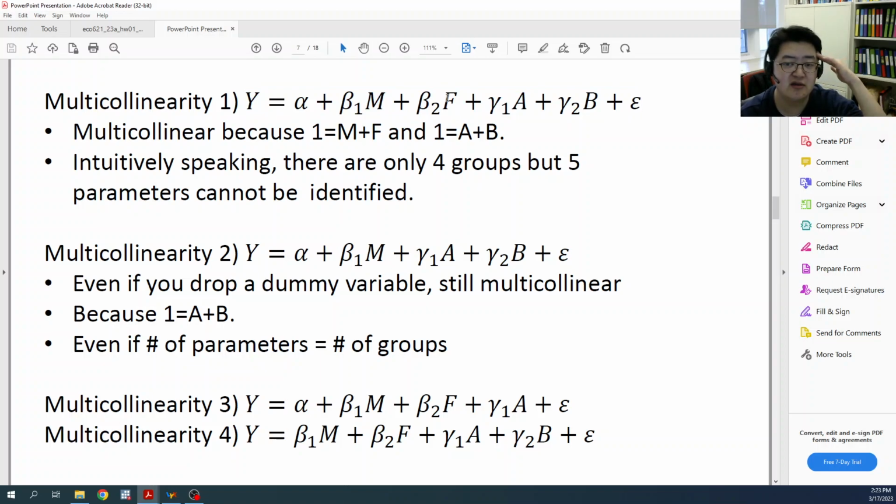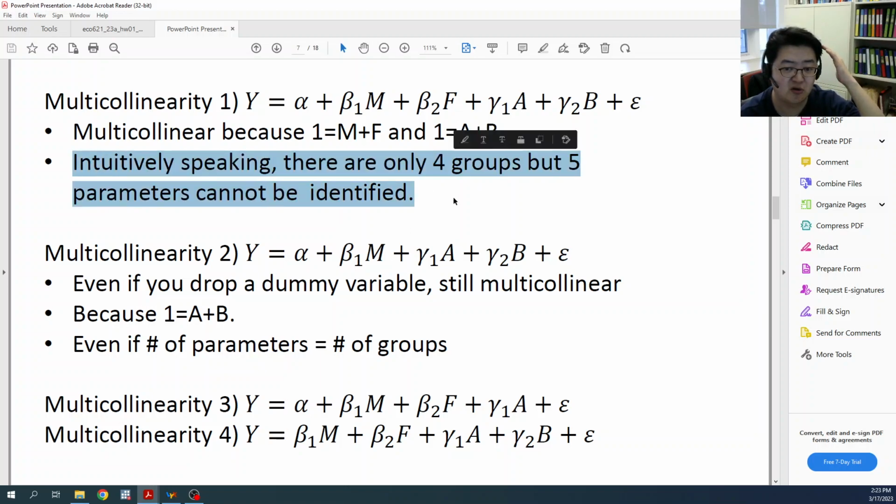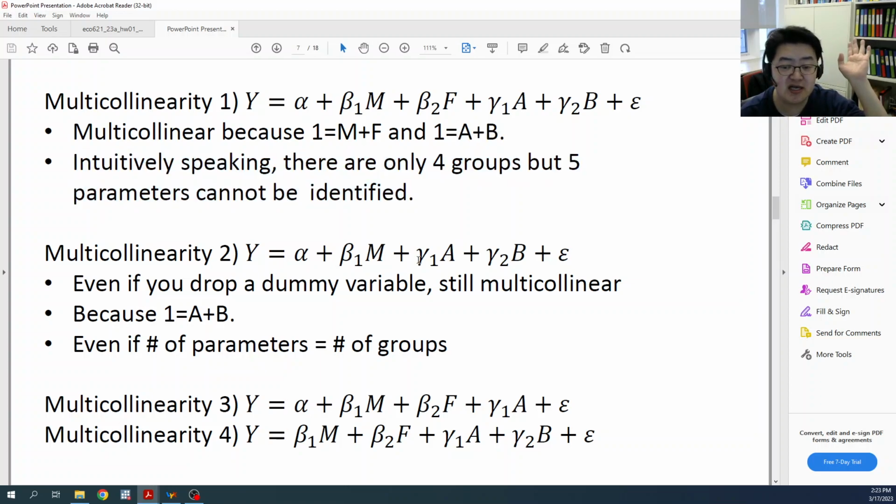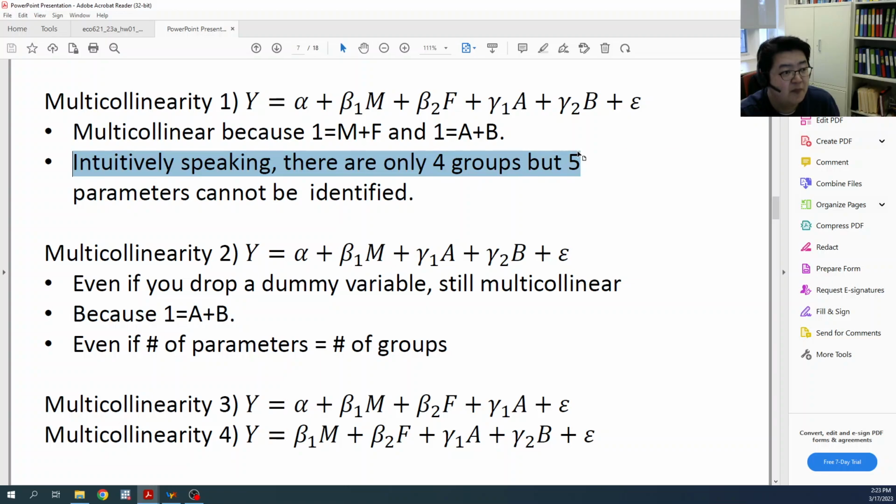Now, if you drop one variable, F, then first the number of parameters equals the number of groups. In that sense, this intuition does not work here. Still, multicollinearity exists between A, B, and the intercept, right? Even if you drop one dummy variable to match the number of parameters and the number of groups, the problem still exists. So what I'm telling you here is, this intuition is correct, but it does not guarantee identification.